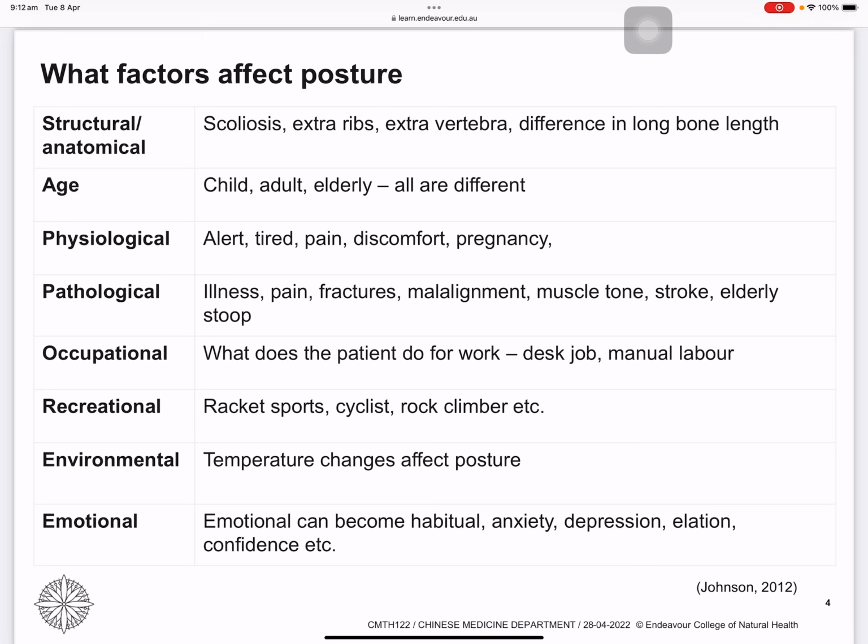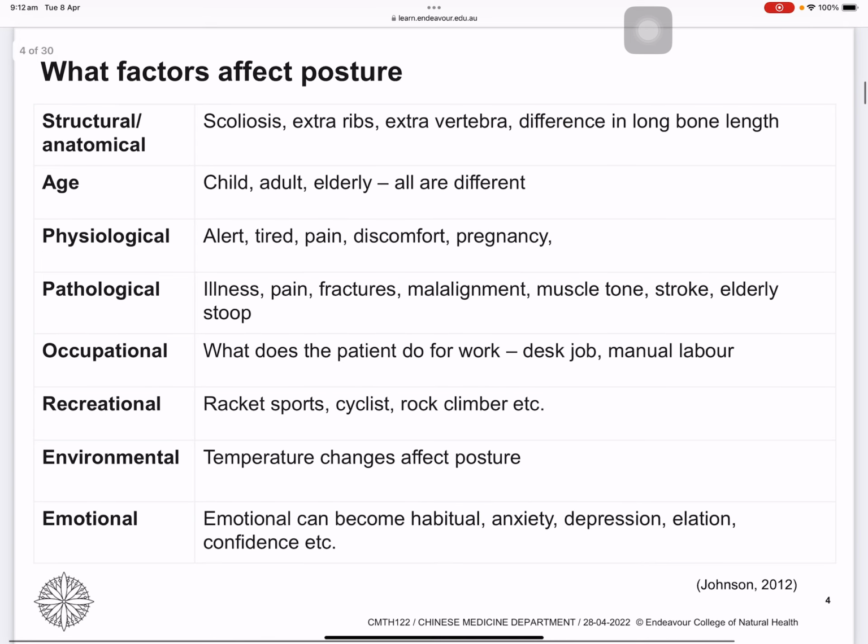And physiological: they have pain, discomfort, or pregnancy, female pregnancy, and they have illness or pain and fractures of the bone. And the different job, so your job on the desk or your job as a worker, may all have different factors affecting their normal posture. Or recreation, reduced sport, or temperature will also affect the change of posture as well.